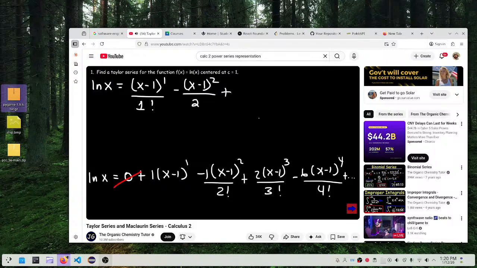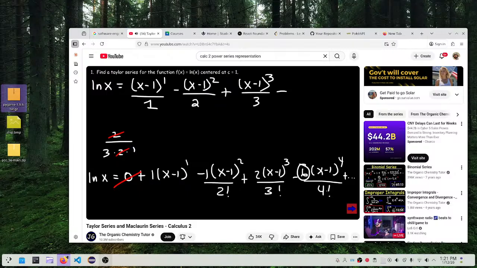And then plus, what is 2 divided by 3 factorial? 3 factorial is 3 times 2 times 1. And so we can cancel the 2. So therefore, this is going to be plus x minus 1 to the third power divided by 3. I'm just going to write this as 1 so you can see the pattern. And then we're going to have, this is going to be negative.